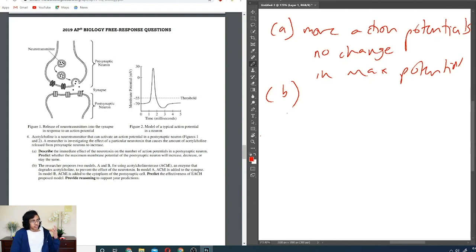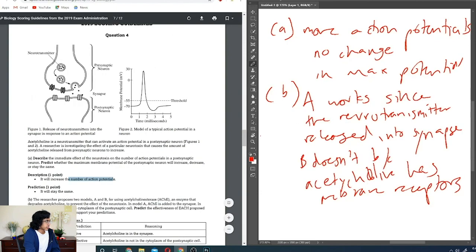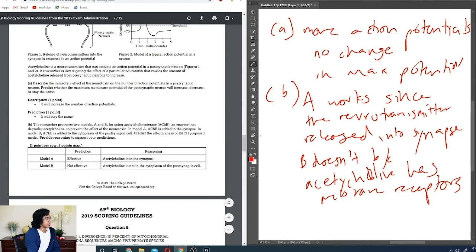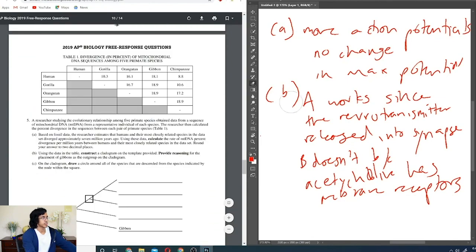So basically, model B is going to be useless, and then model A is going to be pretty useful because that's what acetylcholinesterase does. It breaks down acetylcholine. Very cool. Let's check our answers. It will increase the number, and it will stay the same. Very cool. Model A is effective, and Model B is not effective because it's not in the cytoplasm. Cool. Alright, number 5.